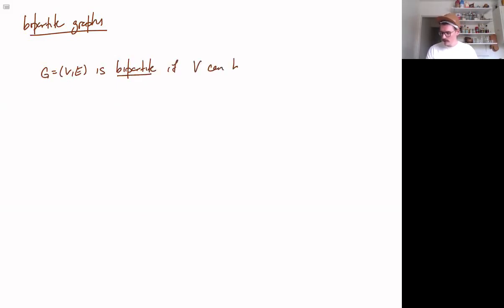So another important type of graph, or property that a graph G can have, is called bipartite, if the set of vertices, V, can be partitioned such that no vertex in V1 is connected to another vertex in V1, and similarly for V2.